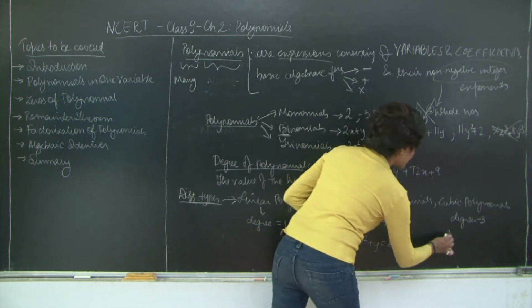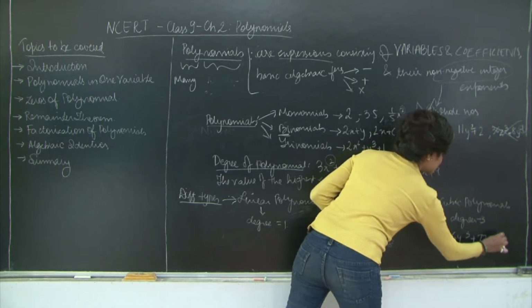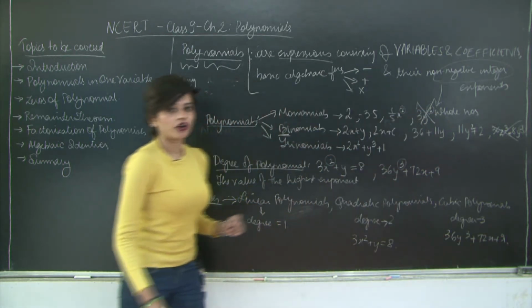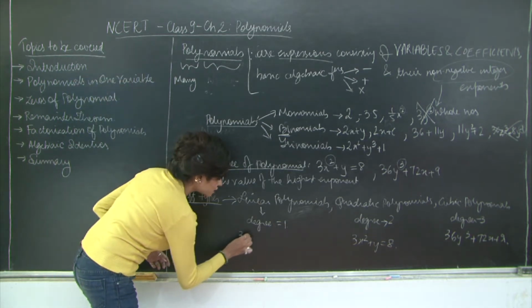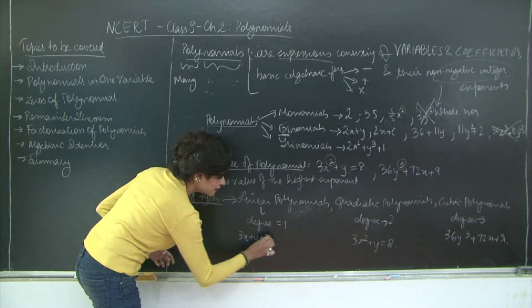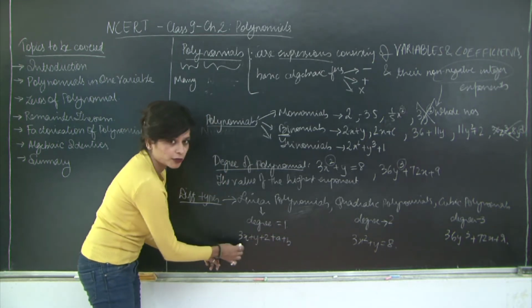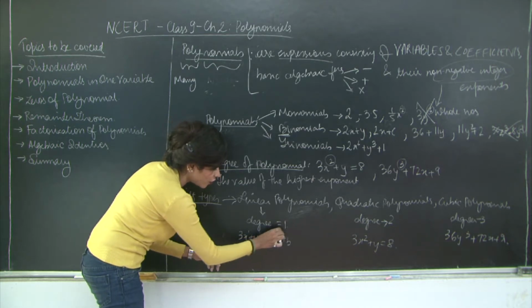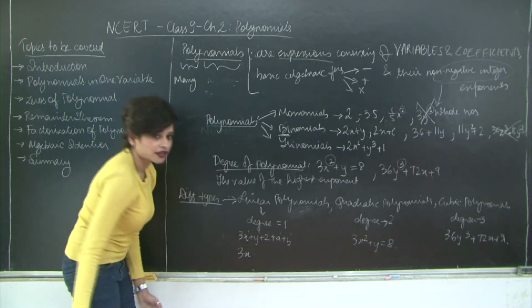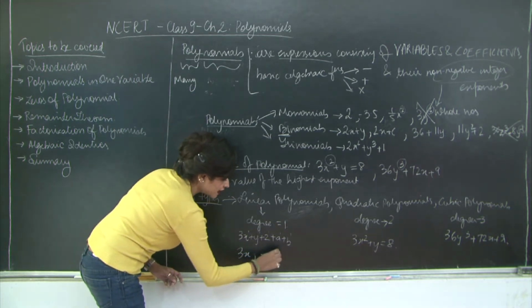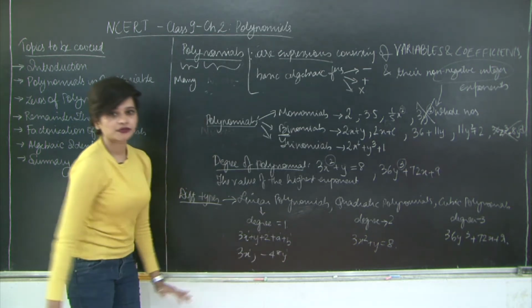So I have 36y cube plus 72x plus 9. What about a linear polynomial? A linear polynomial can have as many terms. For example, I can just write 3x plus y plus z plus a plus b. This is a linear polynomial because the highest degree is 1 for each of these variables. Even if I write 3x or minus 48y, the highest degree is 1. Therefore, this becomes a linear polynomial.